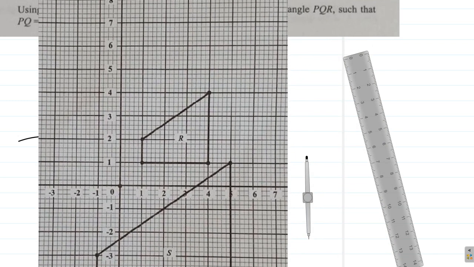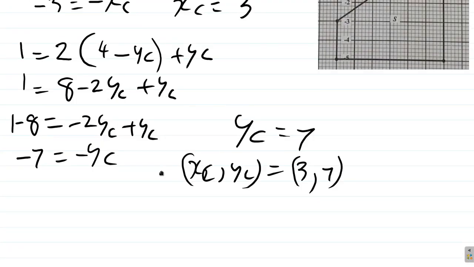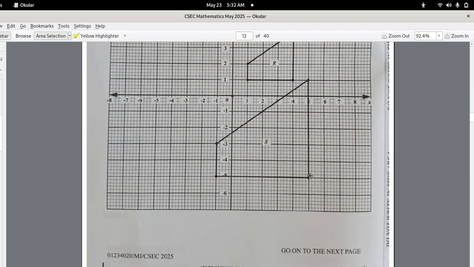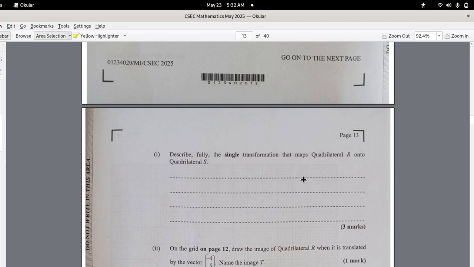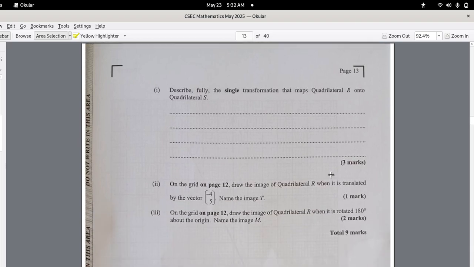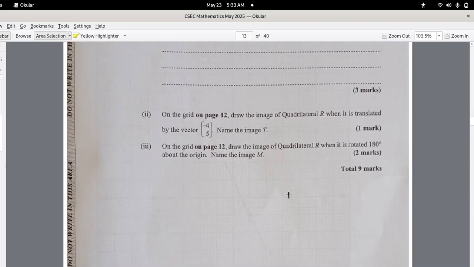So if we draw a straight line between these points, and a straight line between these points, you can see it is actually 3, 7. Above 3 and beside 7. It's 3, 7. But anyway, let's see what else is going on here.